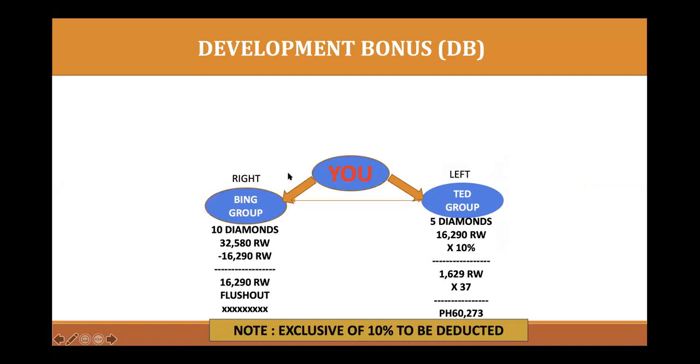So you take a look. Let's say every day Bing has 10 diamonds, Ted has 5 diamonds. That is to say we take the smaller amount. Take the smaller amount. But because of 5 diamonds, this will flush the system because the maximum is 1560. This is more than 1560 already. So the system will flush Bing, your left side. All right.